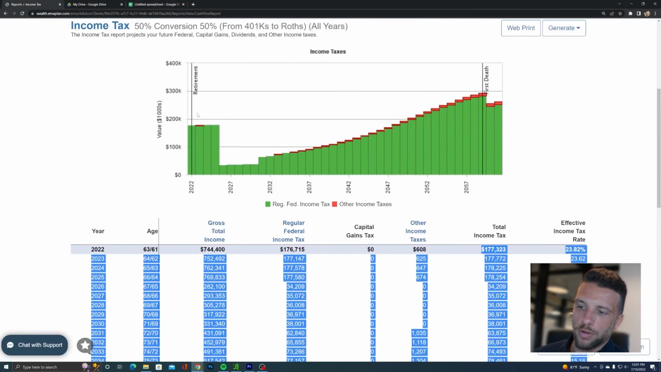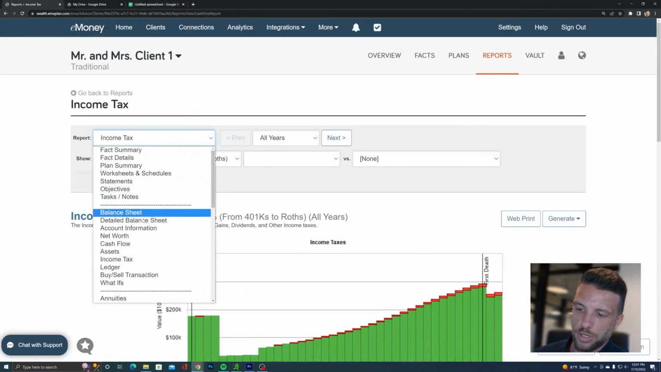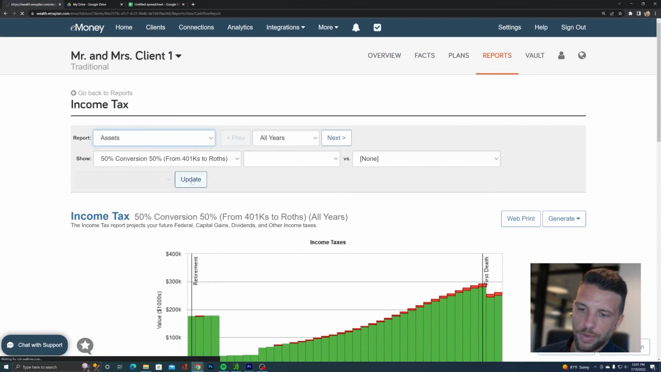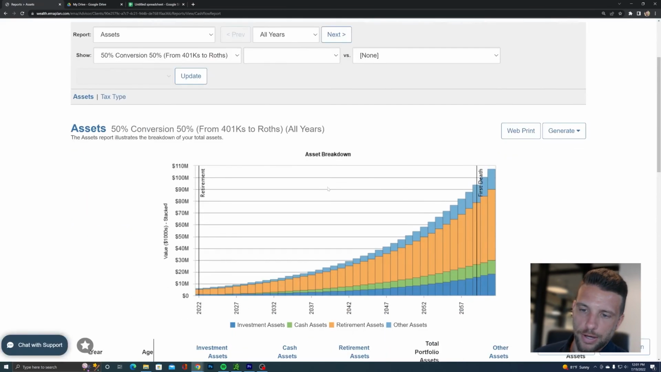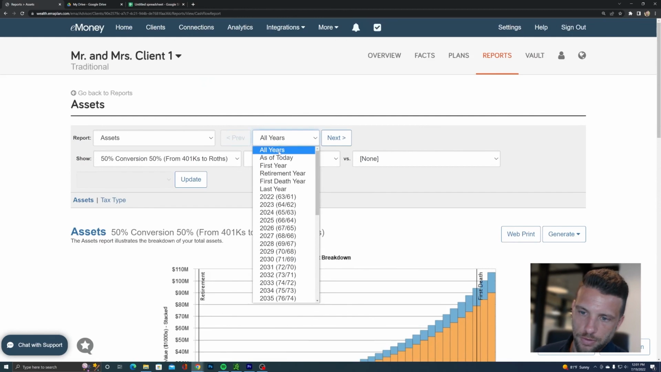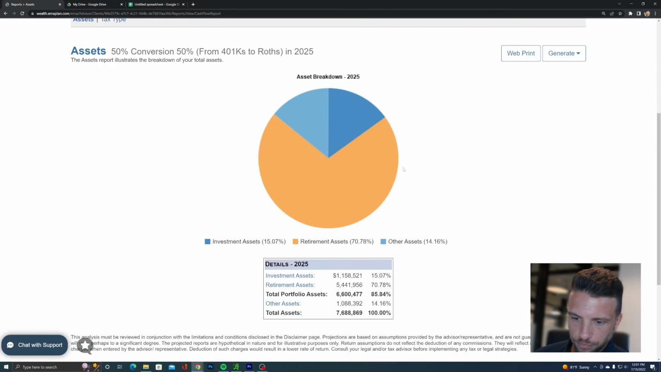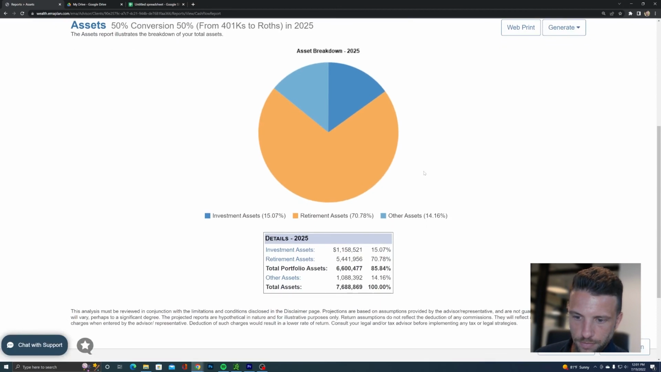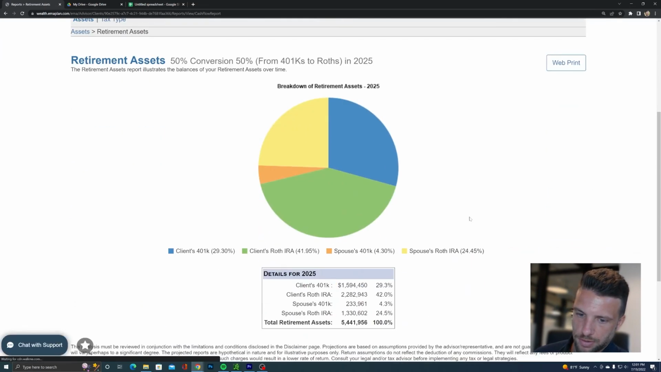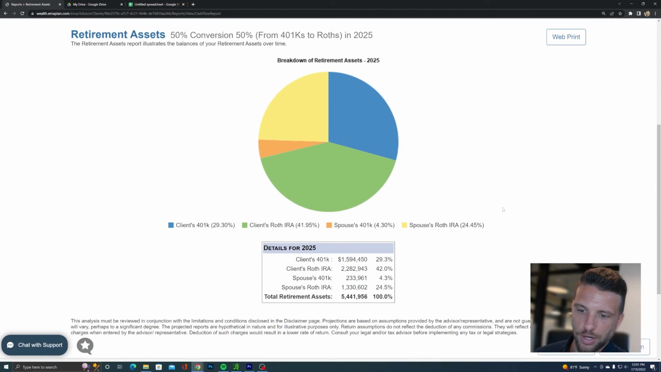Let's go back to the assets worksheet and see how things look 5 years out, the pie chart. So 5 years, I think we are done by 2025. Well, that makes sense that we still have 70% of the retirement assets. It's here that we're interested. So look at how much more even that chart is.